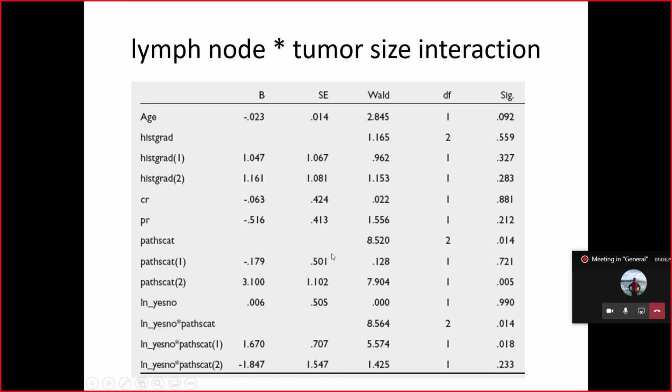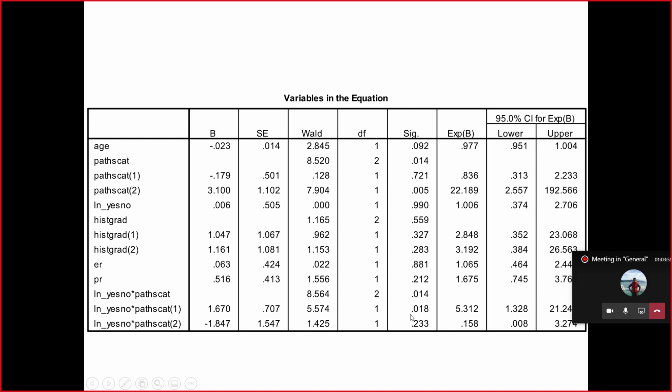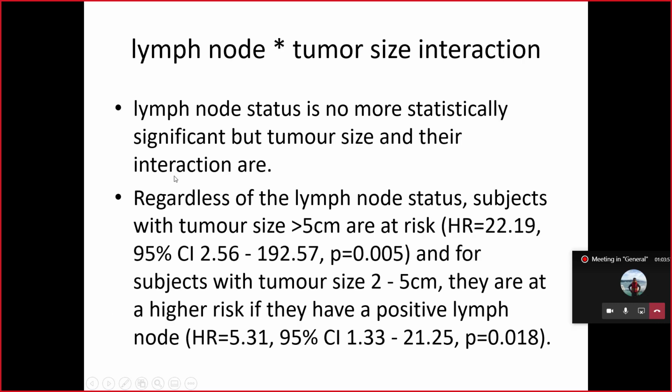Okay. Again, I repeat. Yang ini jadi significant. Tumor size 2. Why tumor size 2? Breast cancer lebih besar daripada 5 cm. If breast cancer antara 2 hingga 5 cm dan ada lymph node, maka ianya signifikan. So dengan itu, bila kita lihat analisa, lymph node status is no more statistically significant, but the tumor size and their interaction are.